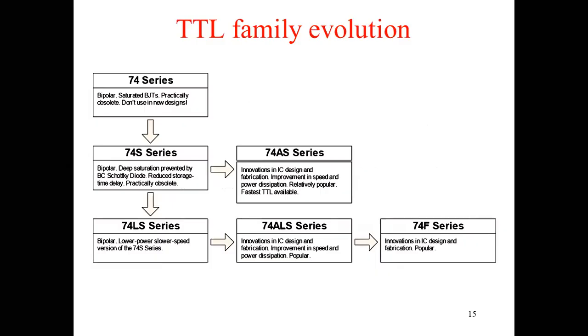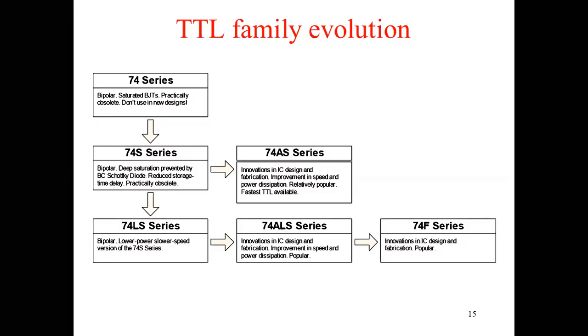These are some TTL family evolutions. So we have the 74 series, bipolar, saturated BJT, practically obsoleted, don't use in new design. Then the 74S series, bipolar, deep saturation prevented by a base-collector Schottky diode, reduced storage time delay, and practically obsoleted. Then we have the 74LS series, bipolar, a low power, slower speed version of the 74S series.